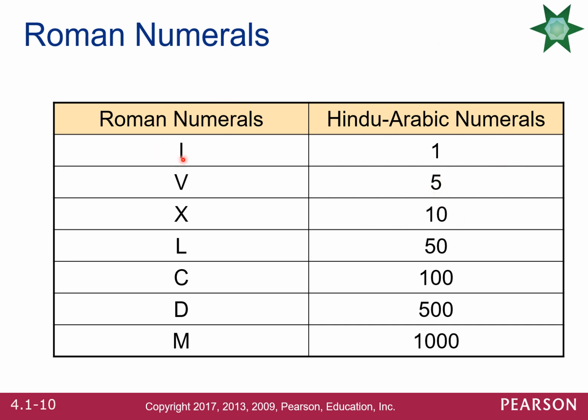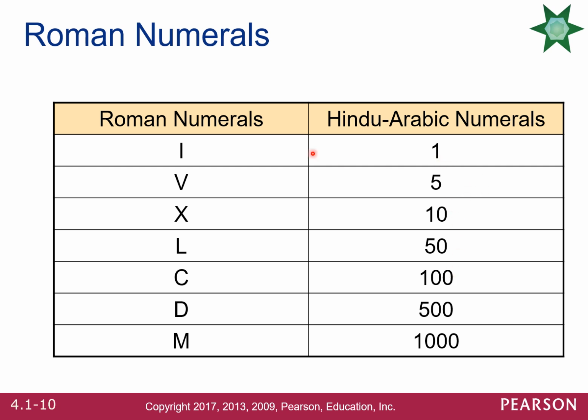So the value of the Roman numeral I is 1. Value of V is 5, X is 10, L is 50, C is 100, D is 500, and M is 1000. So as you see over here in the Roman numeral system too, there wasn't a numeral to represent the number 0 or nothing, right? So it was still not there in the Roman numeral system.